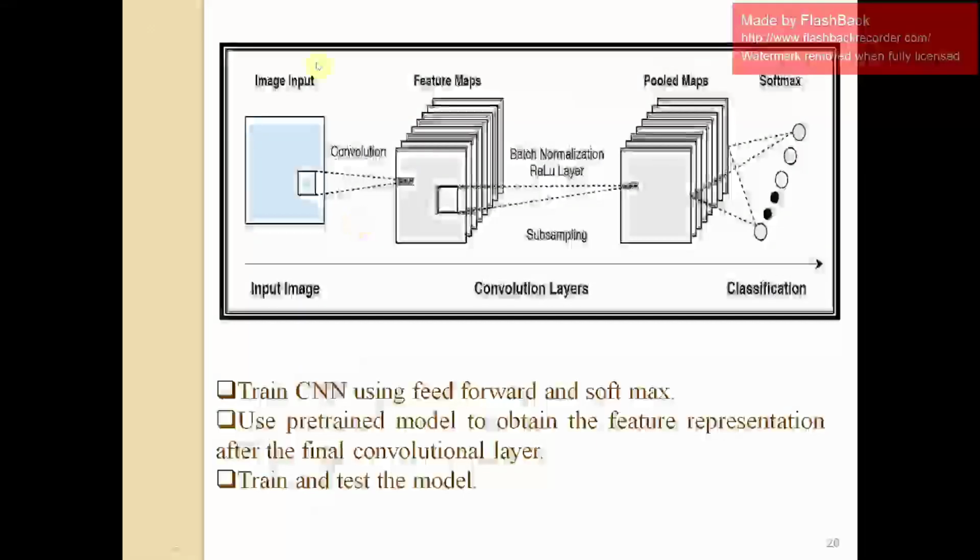First we take the input image and a part of it. We apply convolution on that part and the feature maps are produced. Among those feature maps, we also take a small part and apply the batch normalization and ReLU layer, that is subsampling, on that. That gives the pooled maps. After that, a softmax classifier is applied on the trained CNN using feed forward and the softmax. Use a pre-trained model to obtain the feature representation after the final convolution layer. Train and test the model.